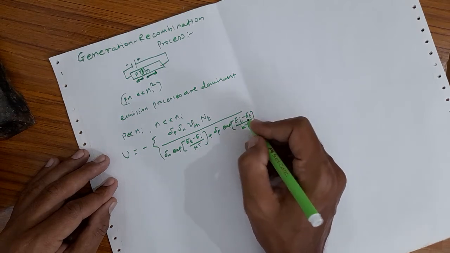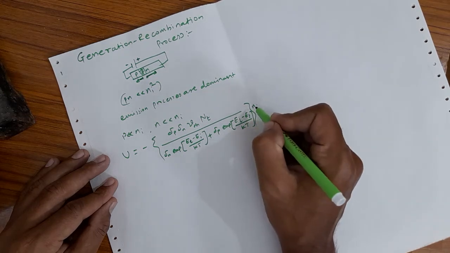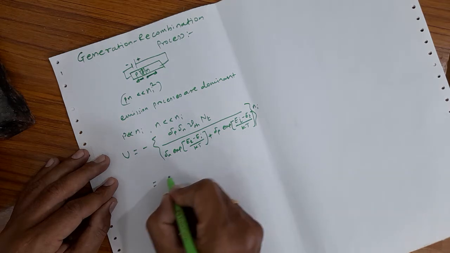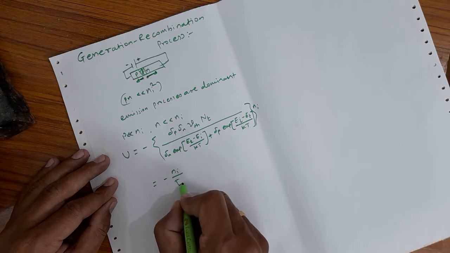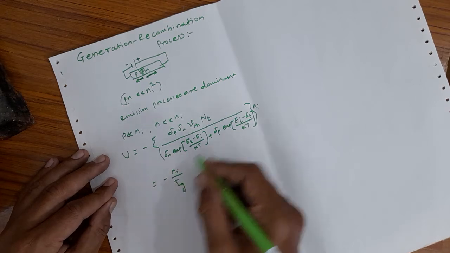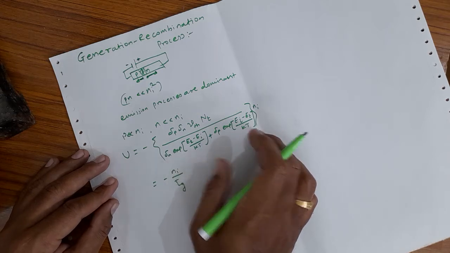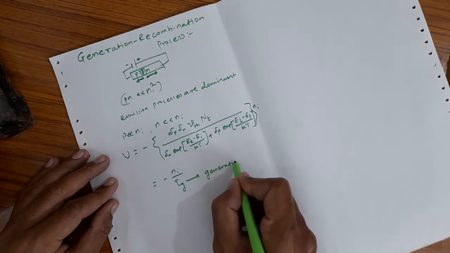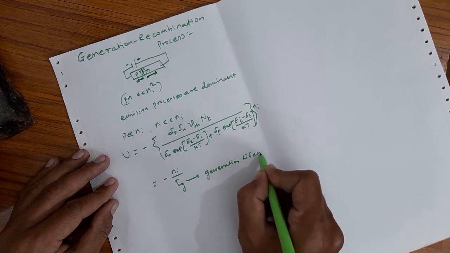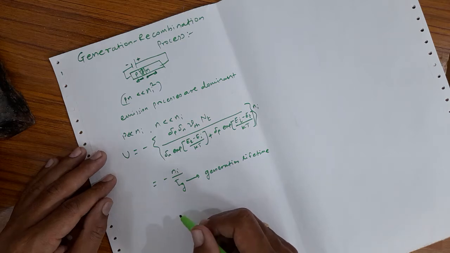So this is the equation, and we can get it in terms of ni. This can be defined as nothing but minus ni upon 2g, where 1 over 2g is the whole bracket term, which we call the generation lifetime. So 2g is the generation lifetime, and its reciprocal is given by the bracket term.